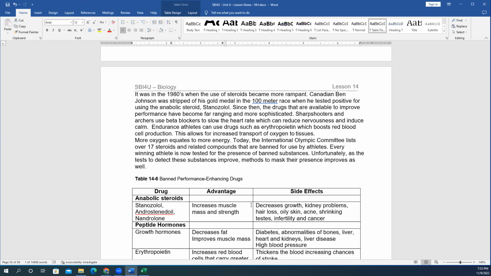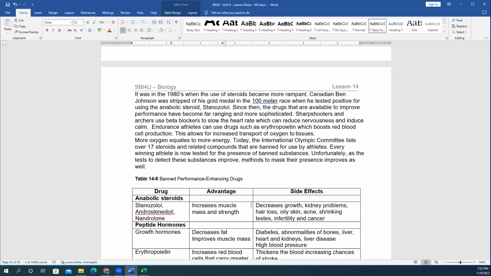There are certain beta blockers that are used by archers or sharpshooters to help them slow their heart rate down, reduce their nervousness, and make them more calm so that they can calmly hit their target. For endurance athletes, some use drugs such as erythropoietin, which helps to boost red blood cell production and allows them to have increased transport of oxygen to their tissue. And so if you have more oxygen, obviously you have more energy.